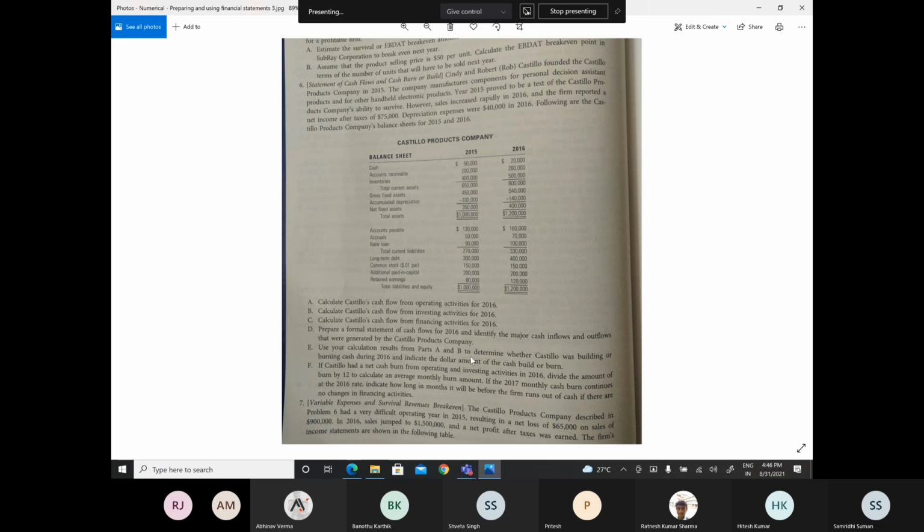Statement of cash flows and cash burn or build, very important. Now, Cindy and Robert Castillo founded the Castillo Products Company in 2015. The company manufactures components for personal decision assistance products and for other handheld electronic products. Year 2015 proved to be a test of the Castillo Product Company's ability to survive. However, sales increased rapidly in 2016 and the firm reported a net income after taxes of $75,000.